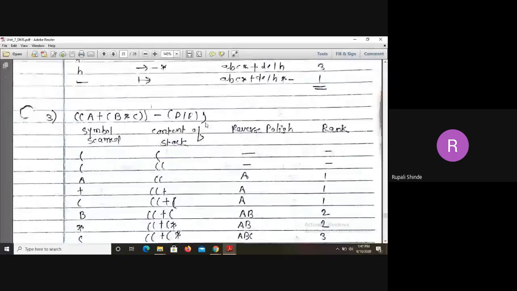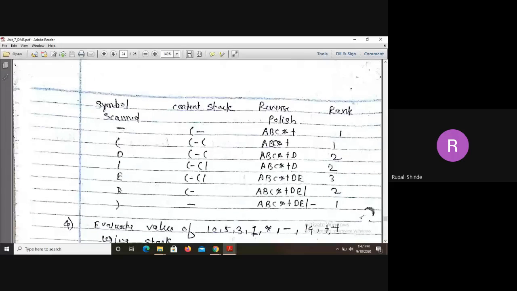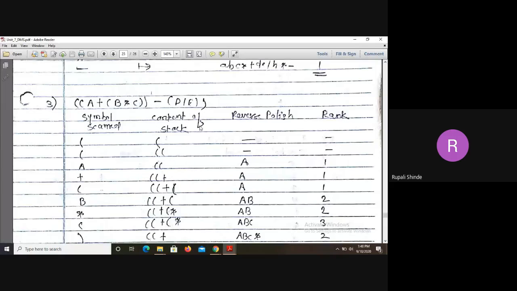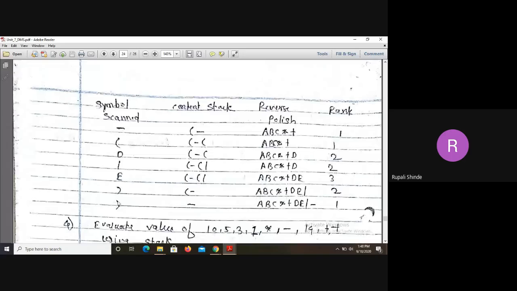Now the next character is a closing bracket. Again the same rule applies. Whenever there is a closing bracket, whatever is in between the opening and closing bracket, here it is the division operator, we pop it and write it into postfix form. So the rank for this expression is 2. And the last character is a closing bracket. Again, whatever is in between the opening and closing bracket, that is the minus operator, we pop and write into postfix form. Now our stack is empty, so we can stop here.